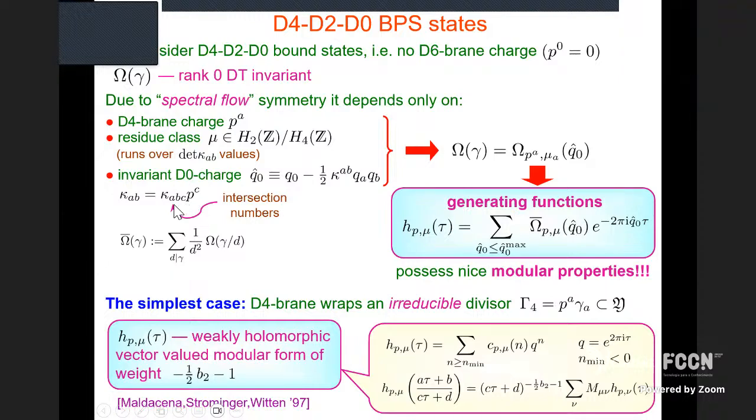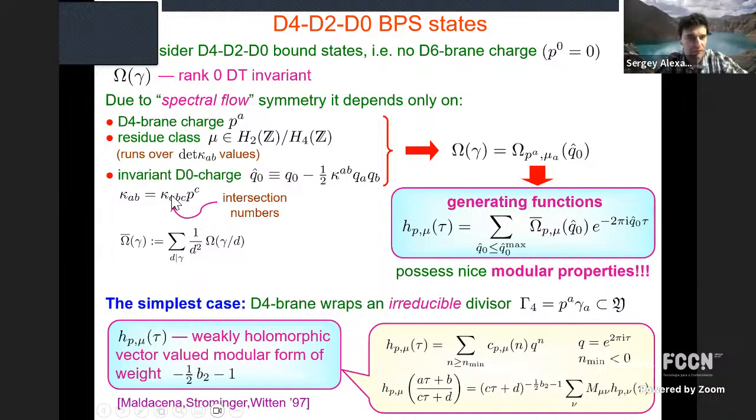So you see, you can get determinant equal 1, but for this you need to take a Calabi-Yau with intersection number equal to 1, and the D4 brane charge also equal to 1. So it's a very, very special case.